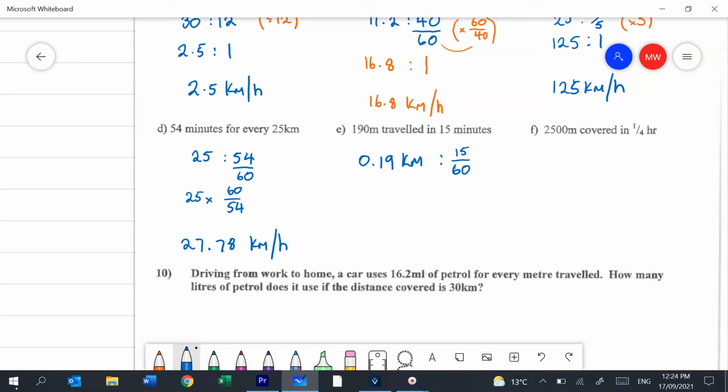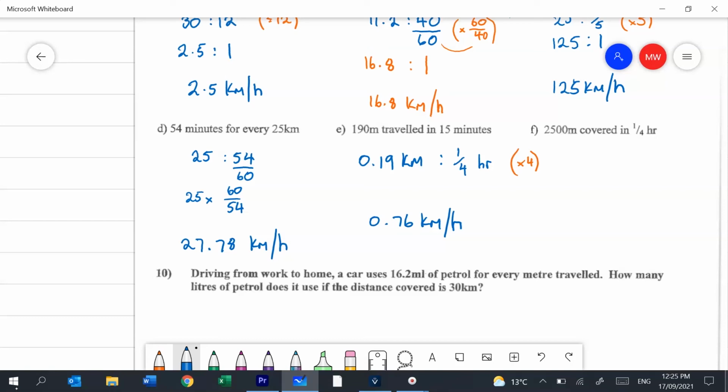Now 15 of 60 is really the same as a quarter of an hour, and most of us would know that 15 minutes is a quarter of an hour. So if we think about that, that makes life a fair bit easier, because we can just times both sides by 4, and then we'll get our answer in kilometres per hour, which is going to be 0.76 kilometres per hour. Not very fast, but good answer.